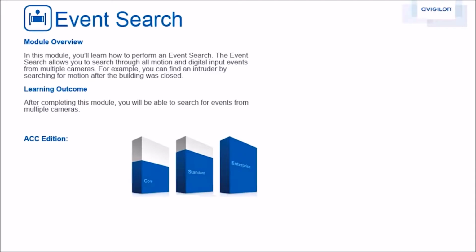In this module, you'll learn how to perform an event search. The event search allows you to search through all motion and digital input events from multiple cameras. For example, you can find an intruder by searching for motion after the building was closed. After completing this module, you'll be able to search for events from multiple cameras. This feature is available in these editions of ACC software.